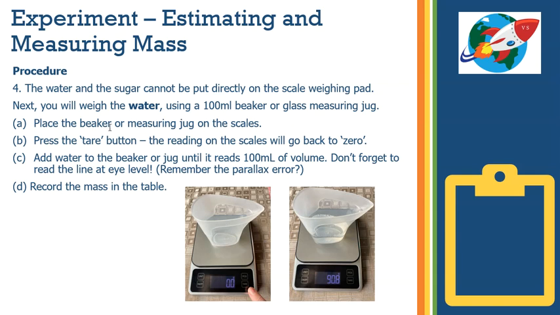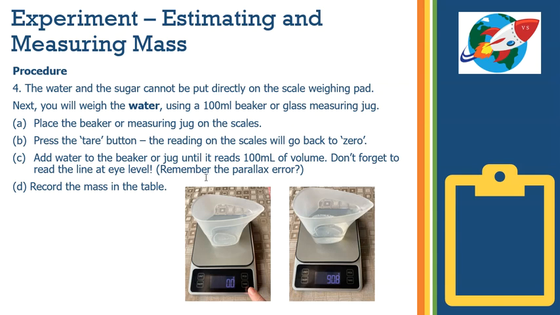You follow the same procedure as you did with the sugar. You place the beaker or the measuring jug, or whatever you're using, on the scales, and then you press the tare button so it brings it back to 0. Then I poured some water into my jug, and I looked on the side of the jug and made sure that the line of water reached the 100 mil mark.